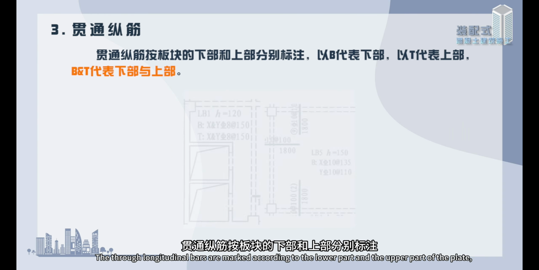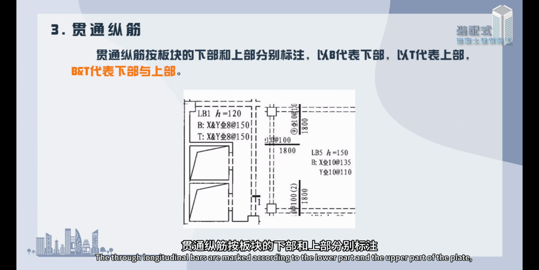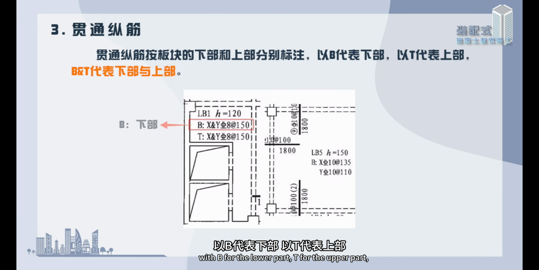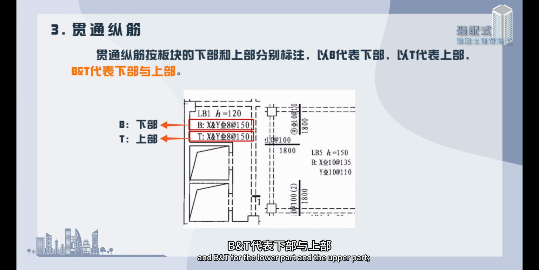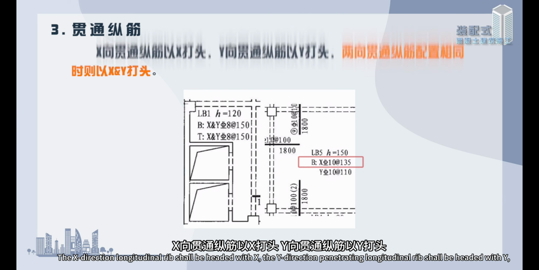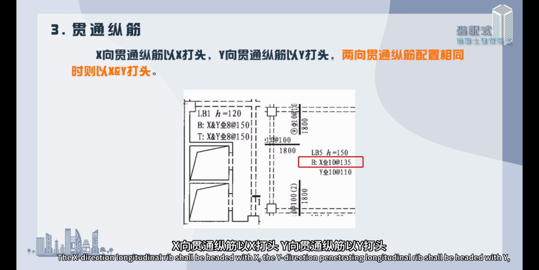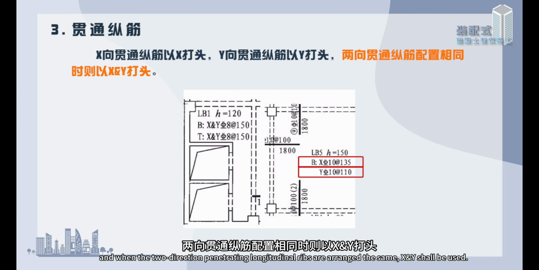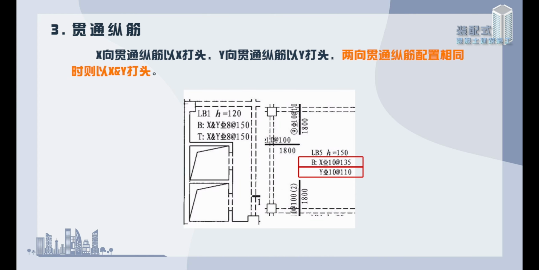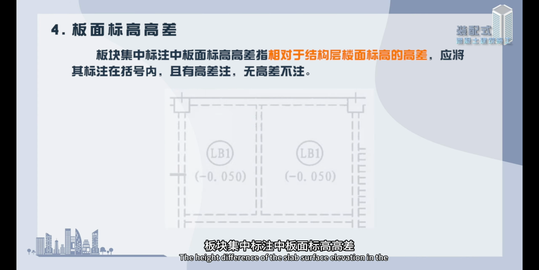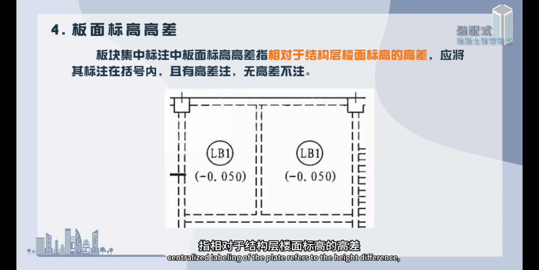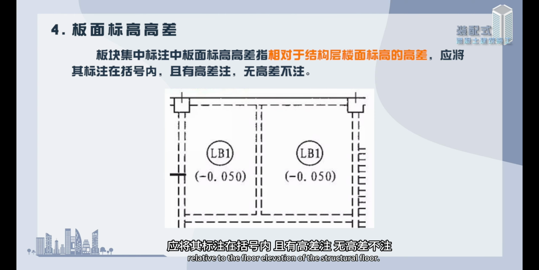The through longitudinal bars are marked according to the lower part and the upper part of the slab, with B for the lower part, T for the upper part, and B&T for both the lower and upper parts. The X direction through longitudinal rib shall be headed with X, the Y direction through longitudinal rib shall be headed with Y, and when the two direction through longitudinal ribs are arranged the same, XY shall be used. The height difference of the slab surface elevation in the centralized labeling refers to the height difference relative to the floor elevation of the structural floor.